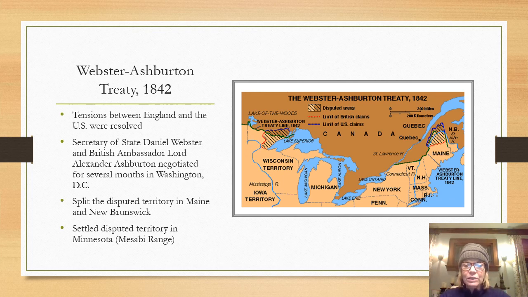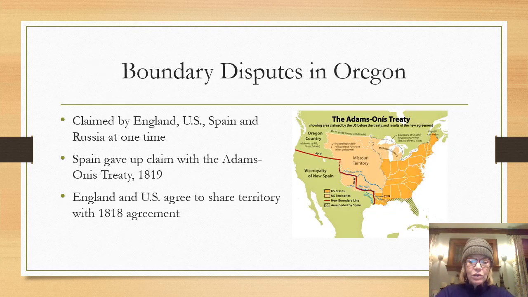But what it did is it split the territory, and this ended up being very, very beneficial to the United States because the Mesabi Range is very iron ore rich, and this was going to be very important for the Industrial Revolution and the production of steel. Okay, so there's another boundary dispute too that was settled.